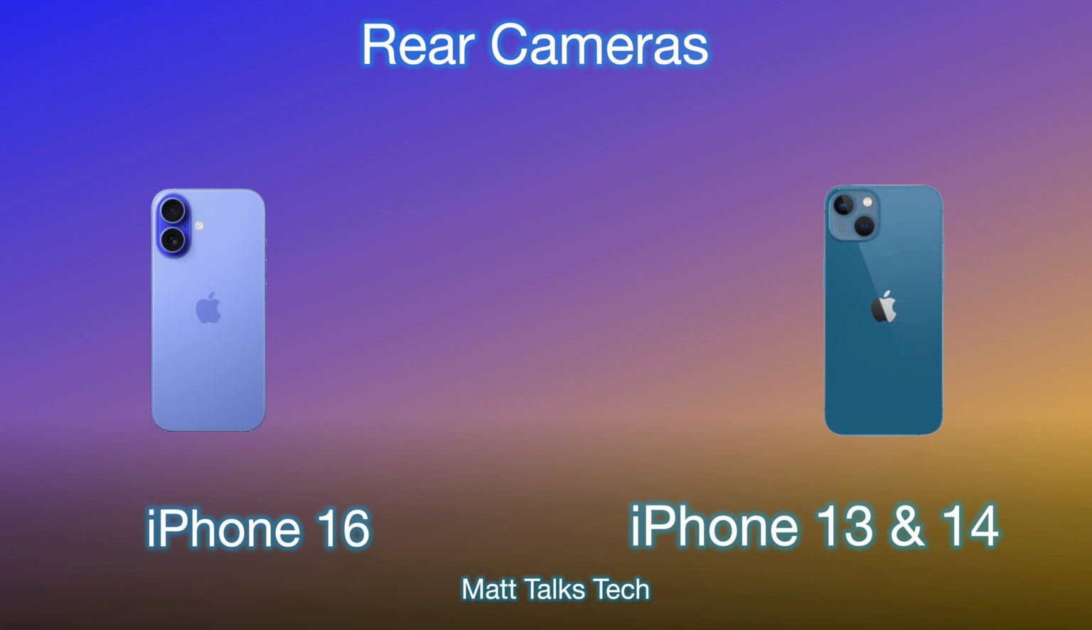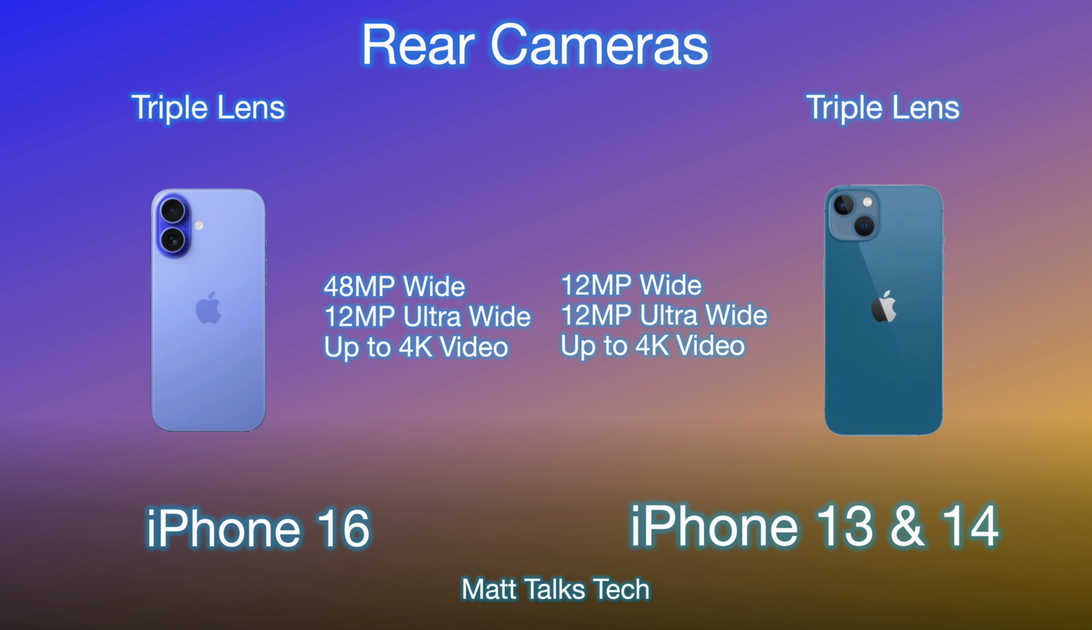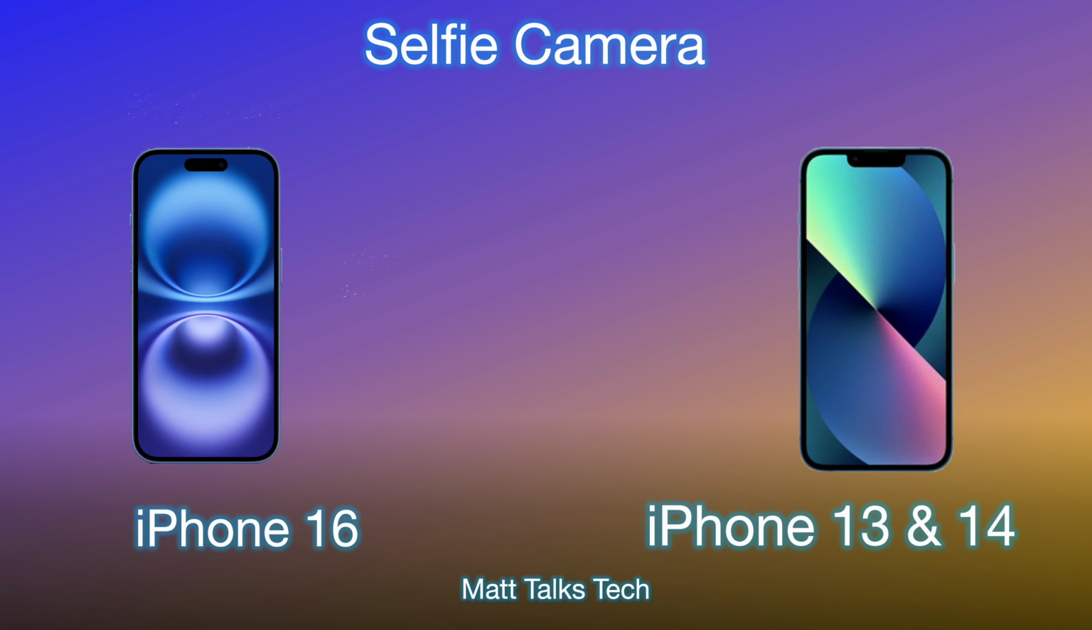Then onto rear cameras, well, there are some differences here. The iPhone 16 has a 48 megapixel wide, this is the normal camera, a 12 megapixel ultra wide, and it can also record up to 4K video. Whereas the 13 and 14 both still have a 12 megapixel wide and ultra wide, and they can record up to 4K video too. But obviously you can imagine the iPhone 16 definitely has better camera capabilities. And then the same for the selfie camera as well. All three of these phones have a 12 megapixel selfie camera pointing at the front and can record up to 4K. So that's really good to know.